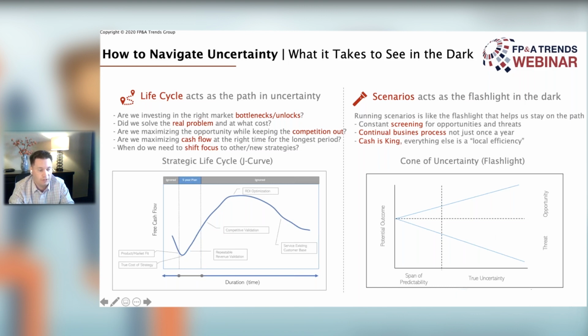It's a full 365 day a year process. Unfortunately, you're constantly looking to make sure that you're optimizing. And then the other one, just to point out there, is cash is king, right? Everything else is what I would call a local efficiency.